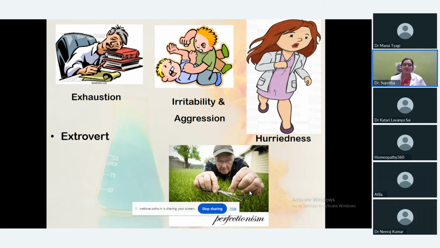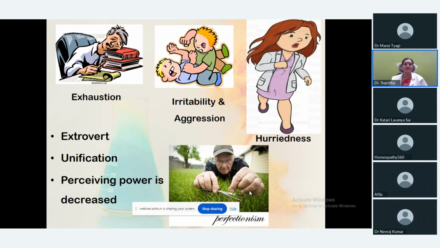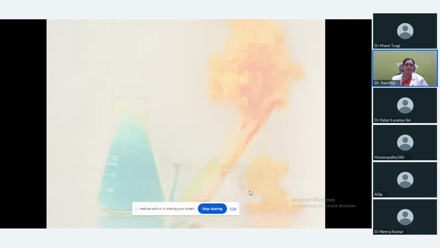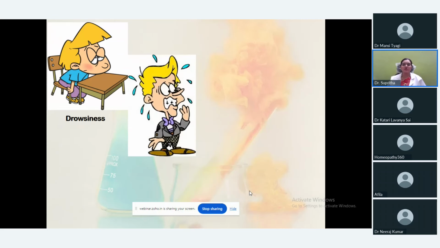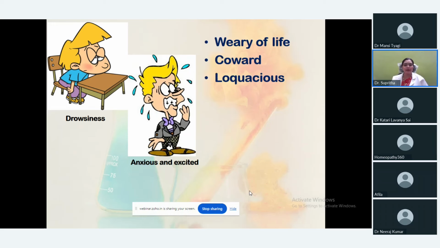So, these people are extroverts. Unification is seen. Perceiving power is decreased. As I already mentioned, they are always tired, drowsy, and then also, on the other hand, they are anxious and excited. They are weary of life. They are covered. Covered we can compare with Lycopodium. Loquacious, we can compare with snake group, that is Ophidia. Aversion to company.